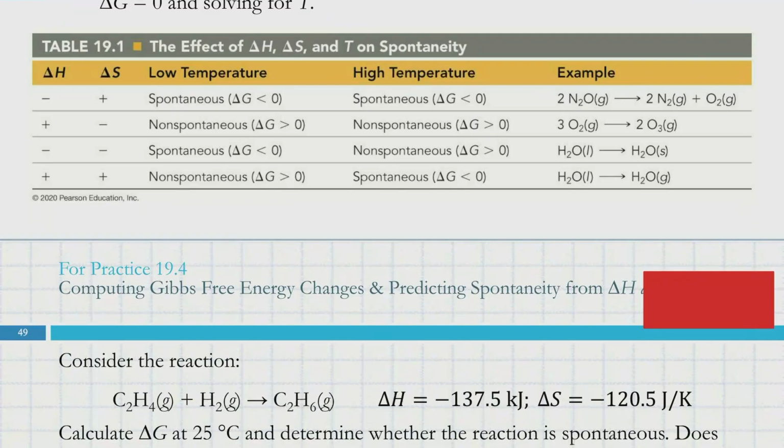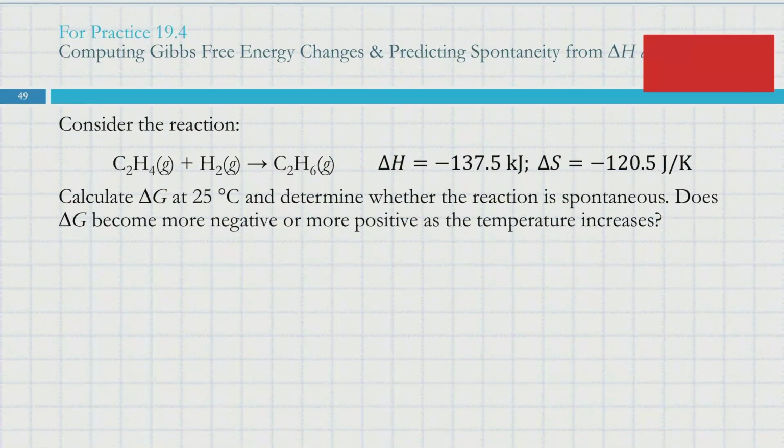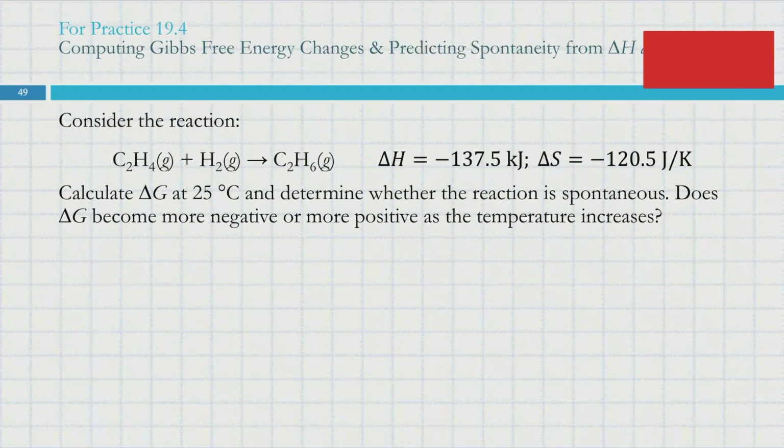Let's look at doing an actual calculation with that. Hopefully this will make us feel better a little bit. So we want to calculate the change in Gibbs free energy. We're given our change in enthalpy. We're given our change in entropy. And we want to determine whether the reaction is spontaneous. Does our change in Gibbs free energy become more negative or more positive as temperature increases?